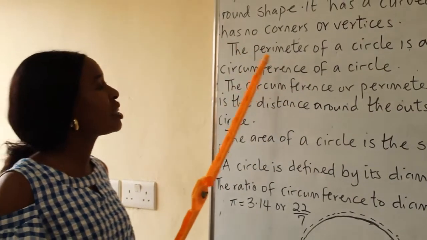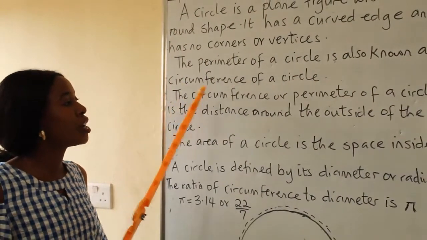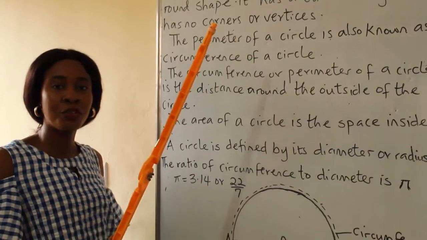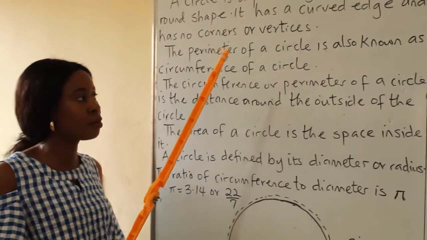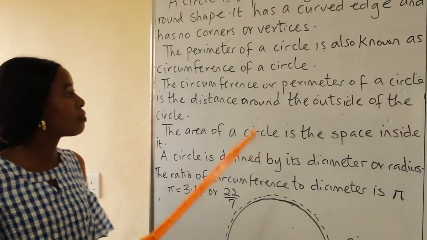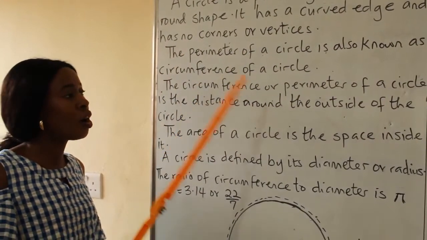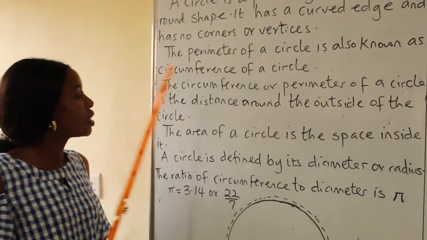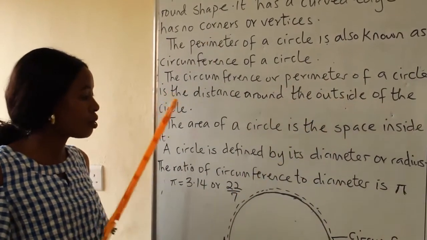The perimeter of a circle is also known as the circumference of a circle. So when you hear the word circumference, it also means perimeter. The perimeter or circumference of a circle is the distance around the outside of the circle.